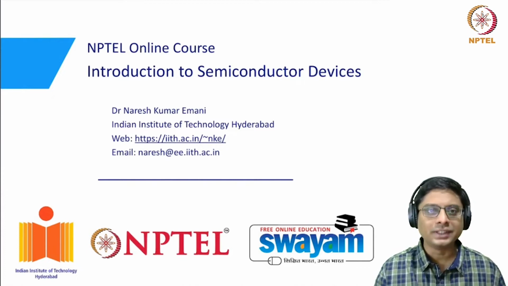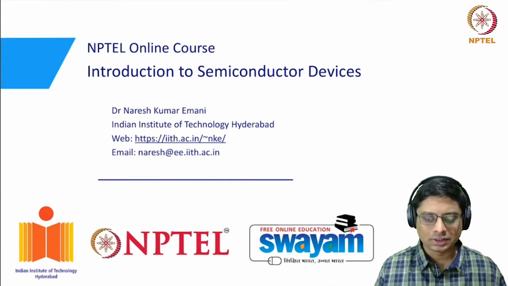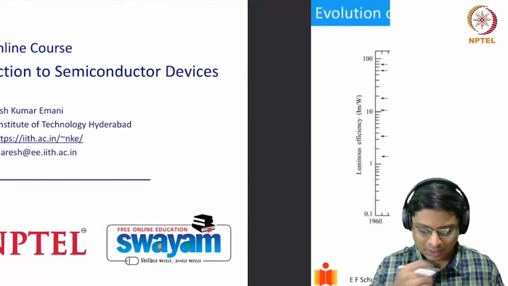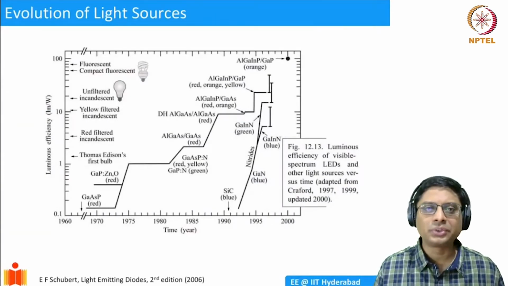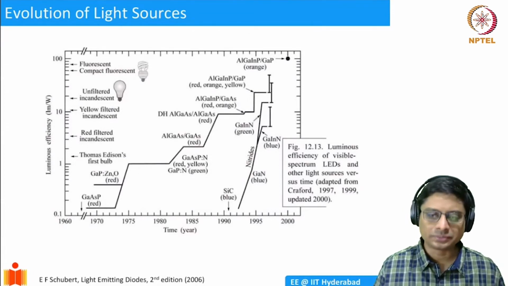In this video, we would like to talk about various optoelectronic materials. We have understood how the optical emission process happens, so we would like to understand the materials in a slightly deeper fashion. To do that, I want to start with this graph here. This shows the evolution of light sources over the last 50 to 60 years.